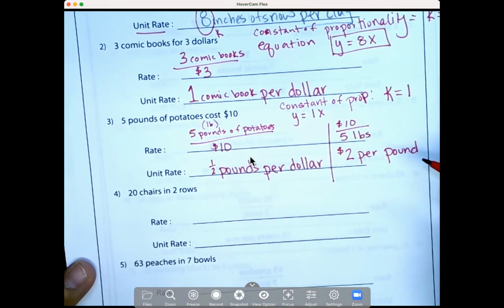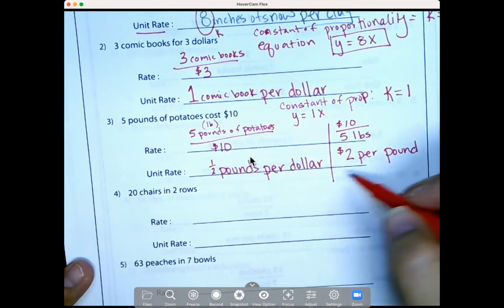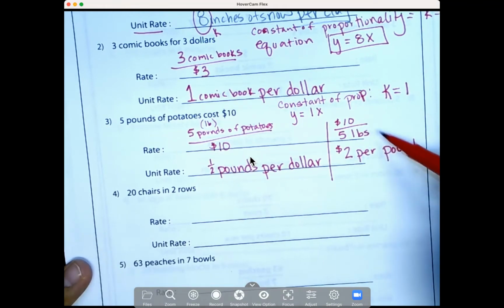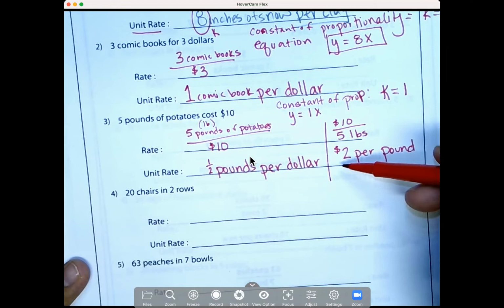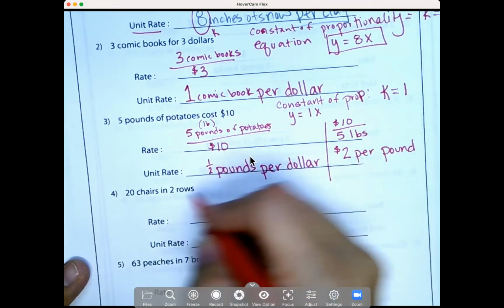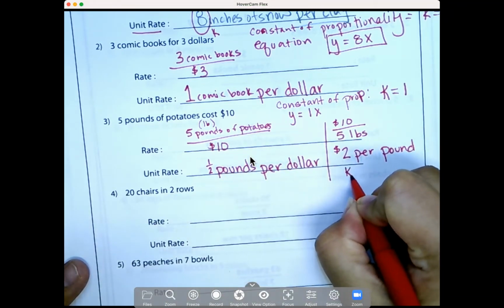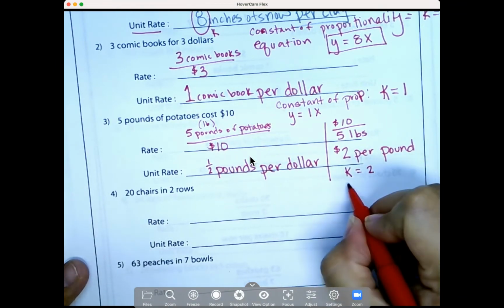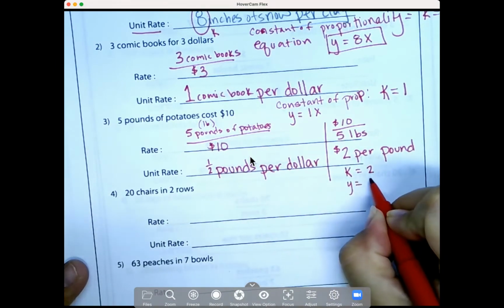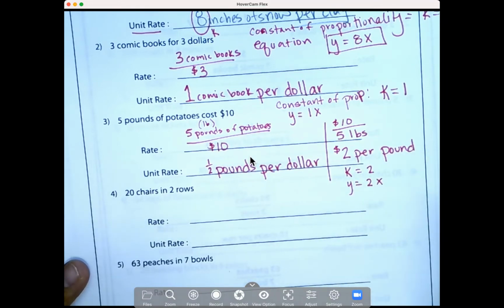It just matters what they want to know and which values would be on the x-axis and which values would be on the y-axis. Okay. This would probably make the students feel more comfortable that the potatoes cost $2 per pound. And so I would stick with this. Okay, so this would be k equals 2, and my equation would be y equals 2x.